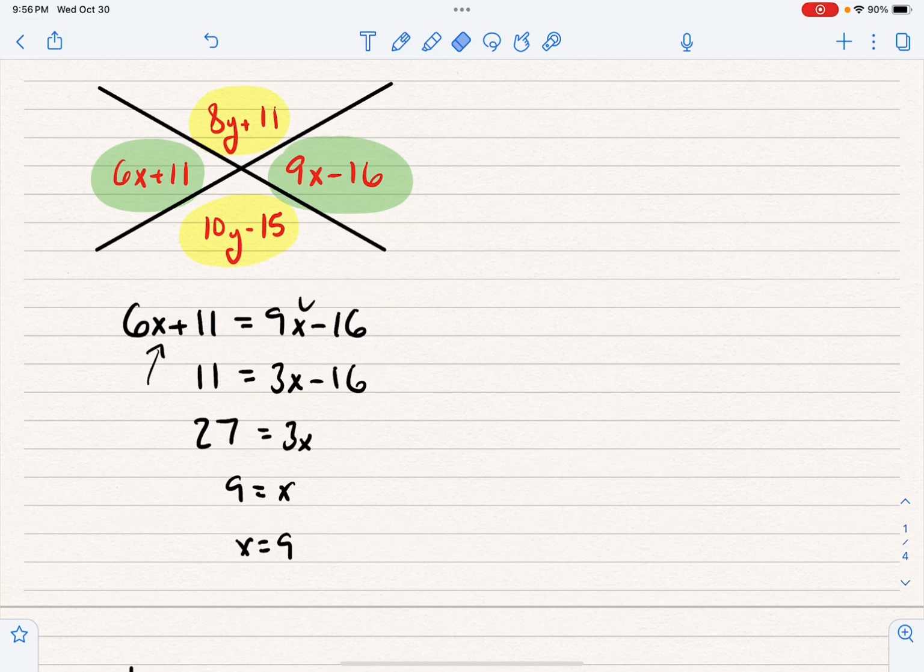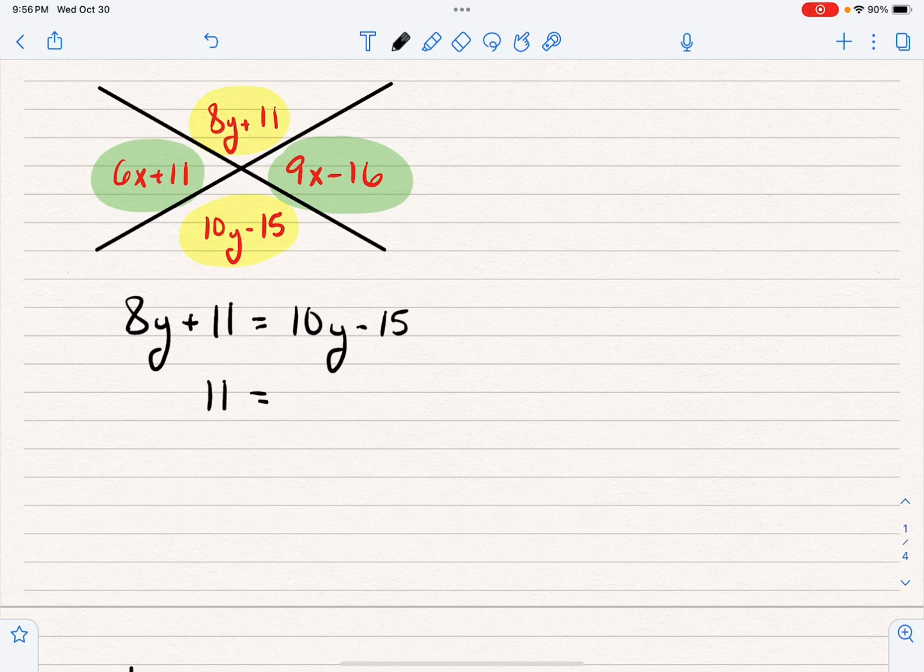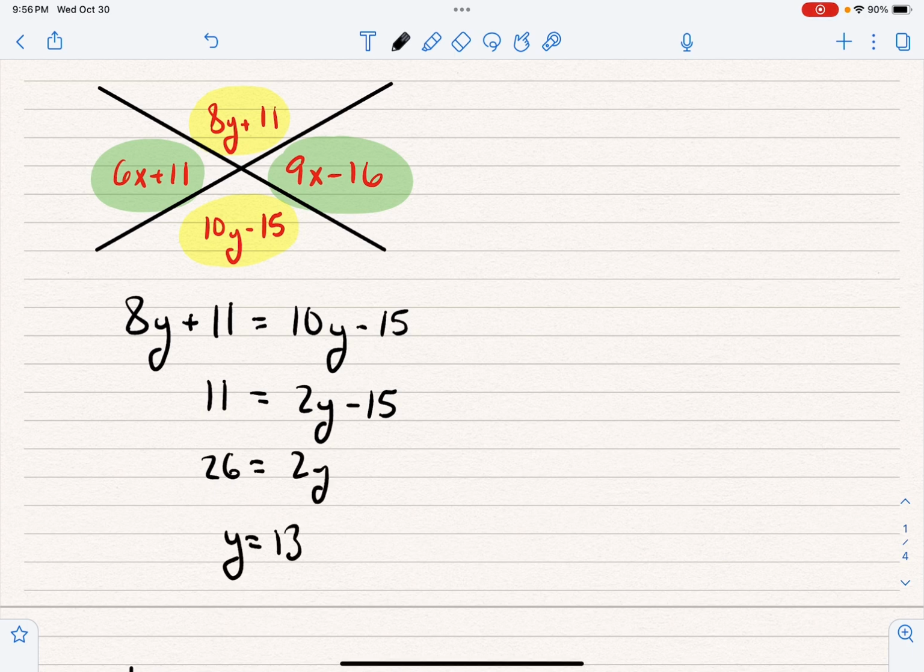Okay? All right, let's roll into this other one using the other vertical angles, the ones I've highlighted in yellow. And we know that 8y plus 11 would equal 10y minus 15. Again, we could subtract 8y from both sides, which would leave us with 11 equals 2y minus 15. Add 15 to both sides, and we get 26 is equal to 2y. Divide both sides by 2, and y is 13.